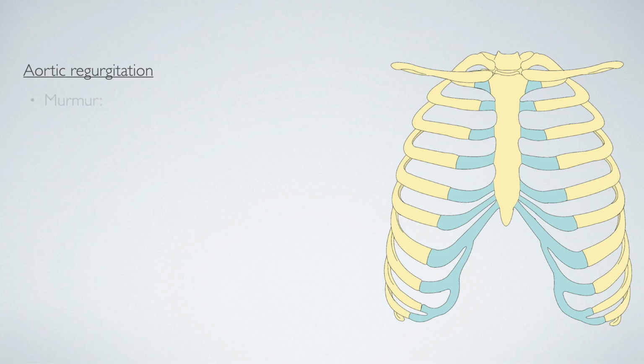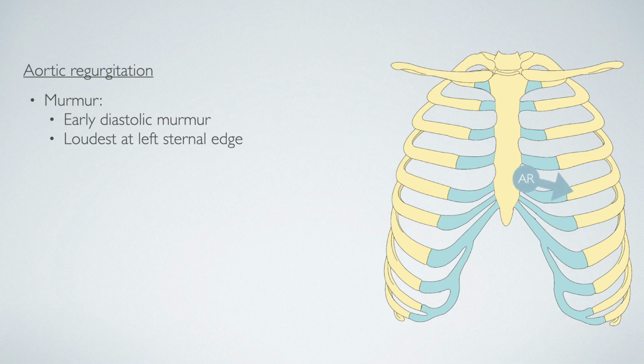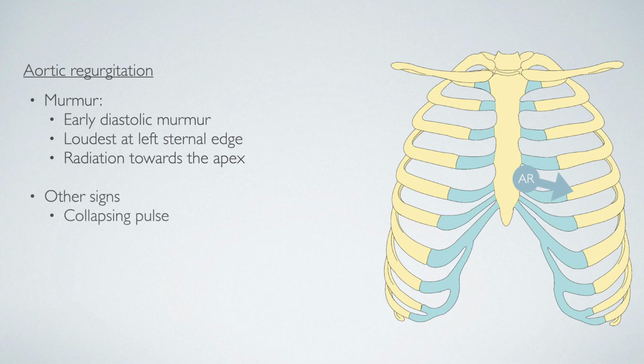Aortic regurgitation produces an early diastolic murmur that is heard loudest at the left sternal edge and radiates towards the apex of the heart. Other signs you might see on clinical examination include a collapsing pulse, a wide pulse pressure, and a displaced apex beat.